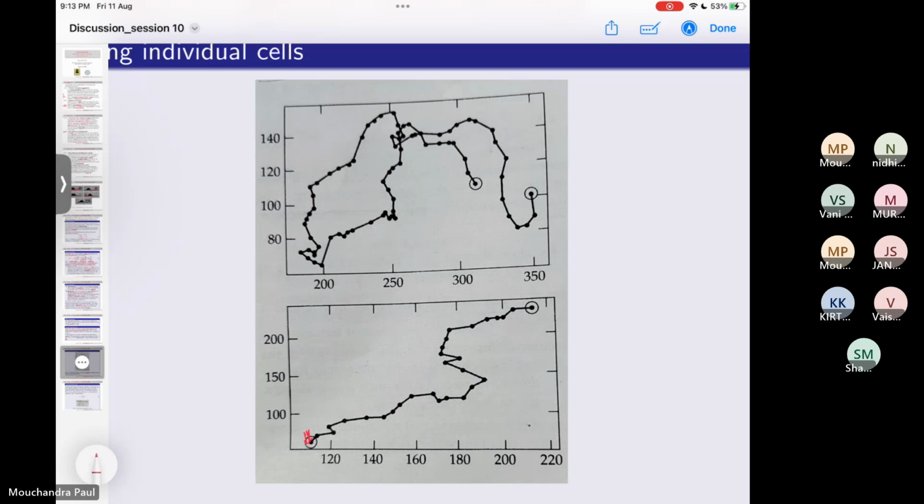So wherever it is finding space, it is moving there. It is showing a random kind of walk, random motion, like Brownian motion of molecules, and people can track it. When they track it, they can plot this kind of figure to show the individual cell migration.